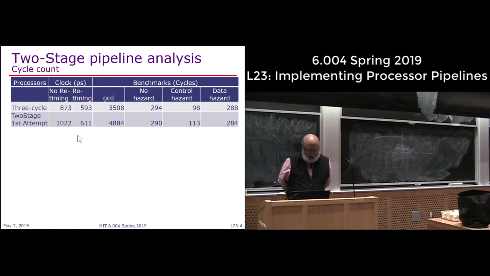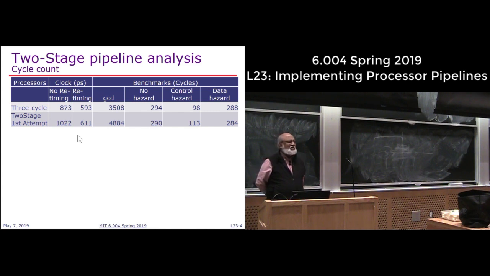So there are two designs here. This is the 3-cycle or multi-cycle processor you had earlier, and this is my 2-stage pipeline attempt. And what I notice is that the clock period got worse. And you should pay attention to the column marked retiming, and I will explain in a second what that is about. Okay, so timing didn't change so much, but look at GCD.